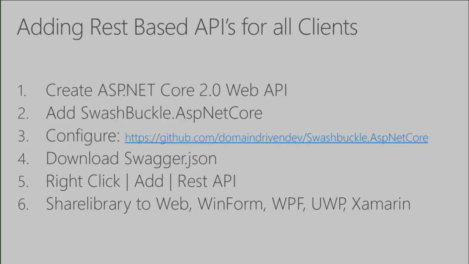And what Swashbuckle does, if you're familiar with WCF, you're probably used to WSDL and some of the stuff that we actually describe the APIs with. It adds a WSDL type feature to an ASP.NET Core application. I can then download that Swagger file. That's a description file that describes the API. And then we have a feature in Visual Studio where I can right-click and add a REST API, point it to that file, and we'll build you that class library, which you can then share to wherever you want to.